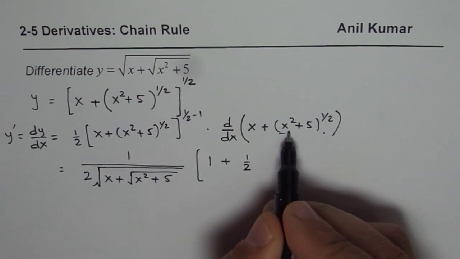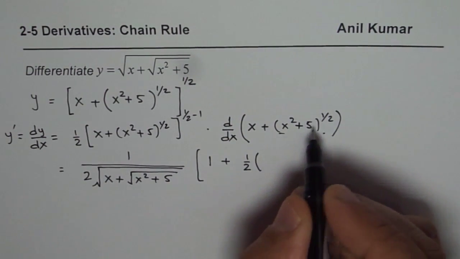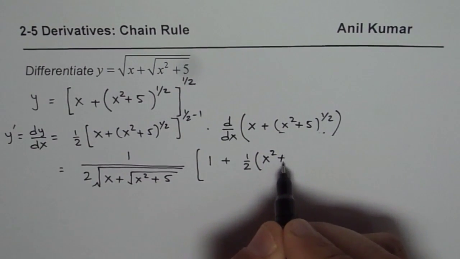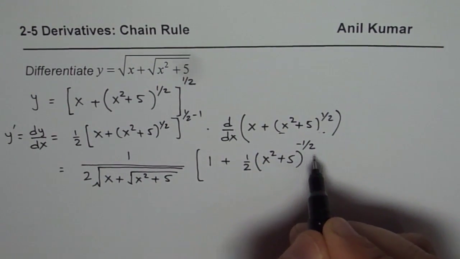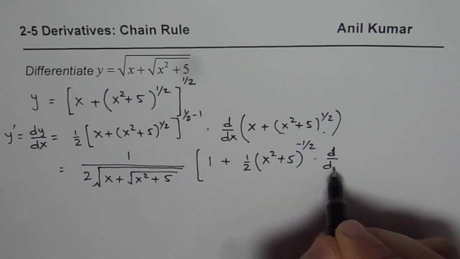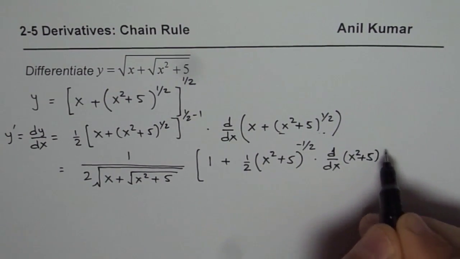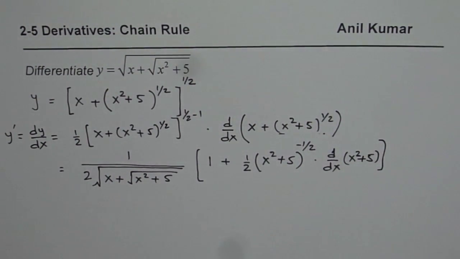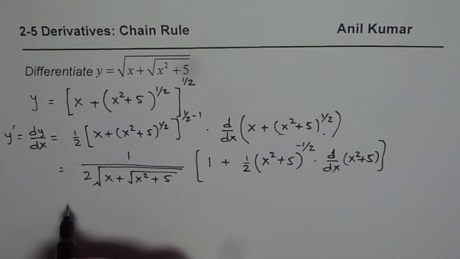derivative of inside function, which is x squared. So let me write this first as x squared plus 5 to the power of half minus 1, which is minus half, right, times derivative of inside function. Let me go one more step here. So it'll be derivative of x squared plus 5. Do you get the idea, right? So that is how the chain rule works, right? Function inside a function. We go from outside to inside.